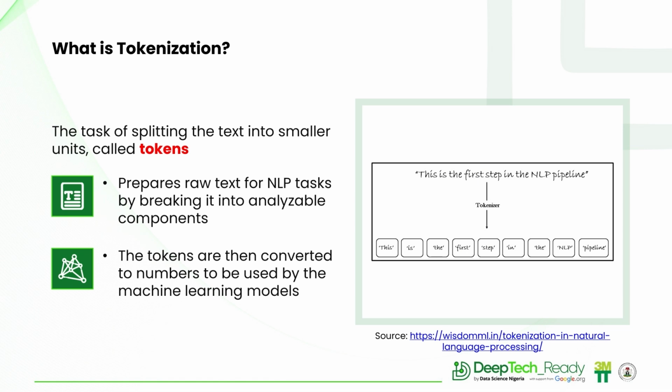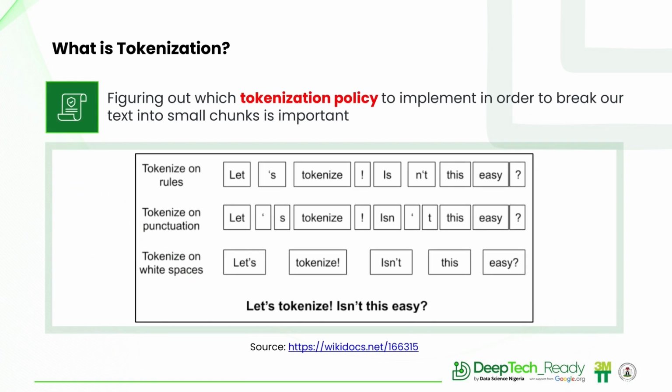Once we have the tokens, they are converted into numerical representations such as word embeddings or indexes. And these formats are required by machine learning models to make predictions or learn patterns. Tokenization isn't just about splitting text. It is about deciding how to split it based on the specific needs of our task.